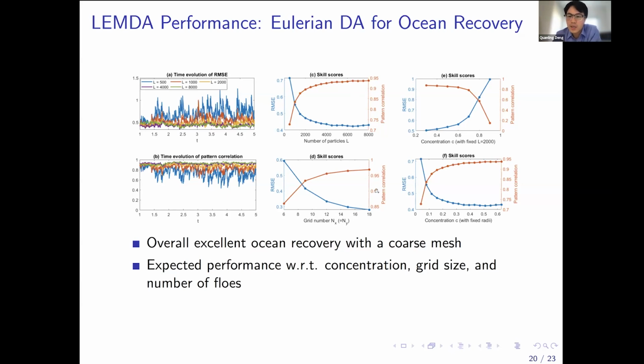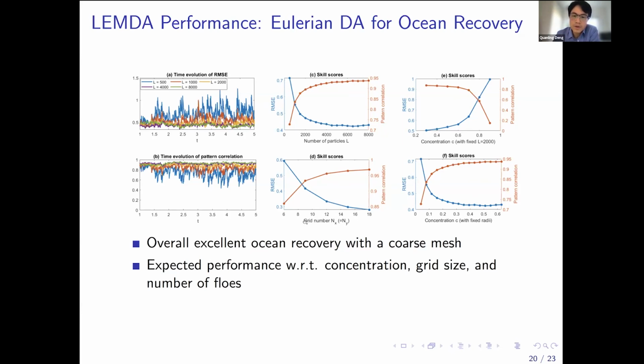So that's expected. And similarly, we also look into the concentrations. With respect to concentration, the pattern correlations will decrease if the domain is more and more packed with floe particles. So as concentration goes higher, we have a more packed domain, and then the data assimilation scores will decrease, as I just briefly mentioned from this figure. So those are in different scenarios.